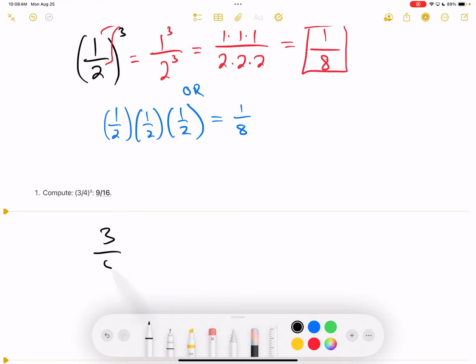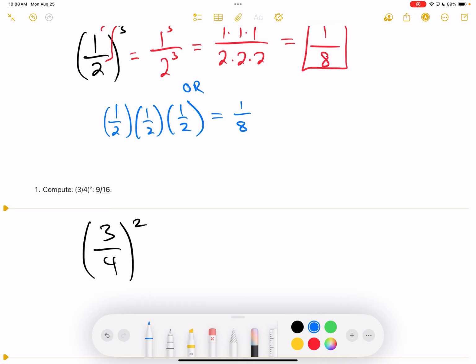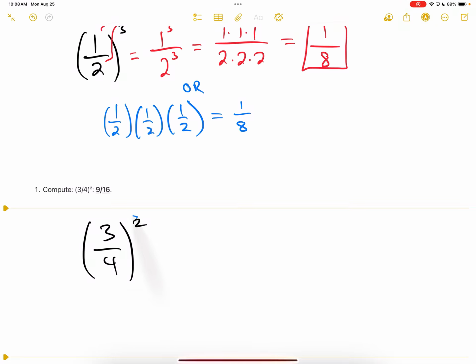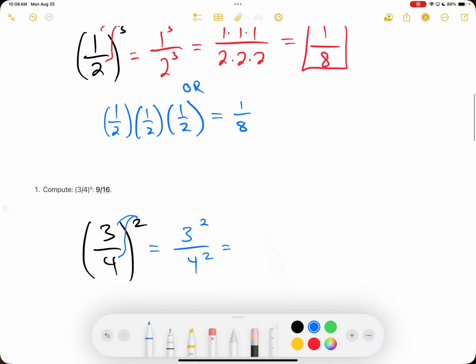This one is 3/4 squared. So again, what I'm actually doing is 3/4 times 3/4. But I'm going to take this 2, everything to the power of 2 inside there. So I do 3 squared and 4 squared. 3 squared is 3 times 3, which is 9. And 4 squared is 4 times 4, which is 16.